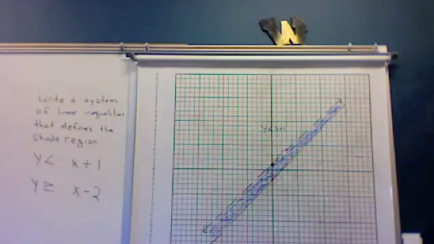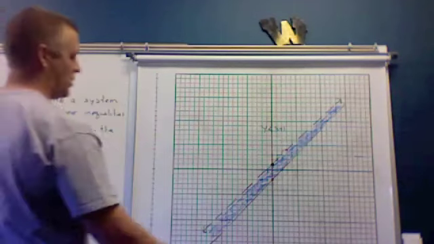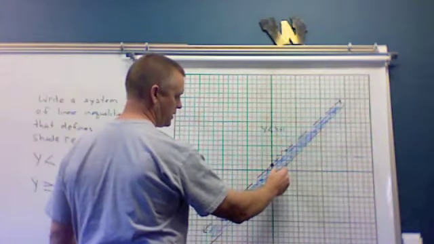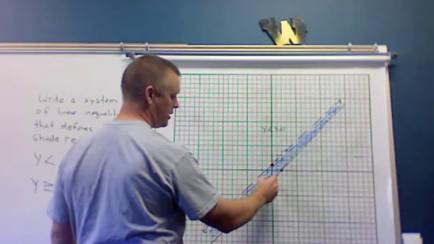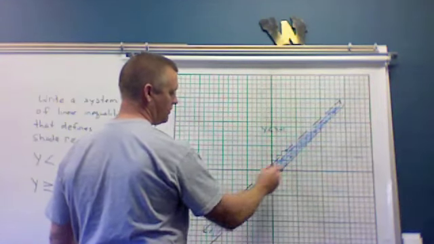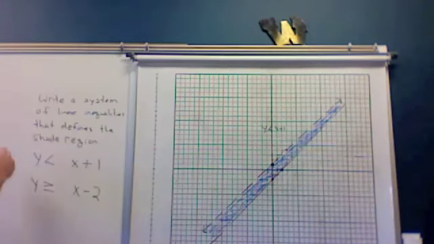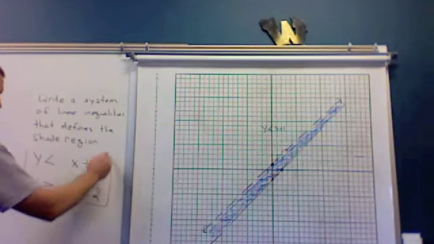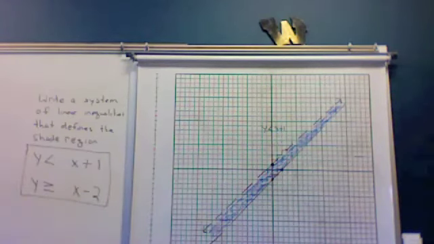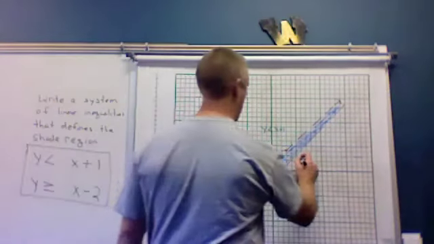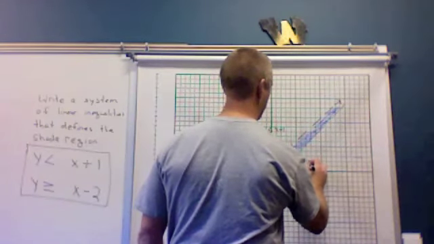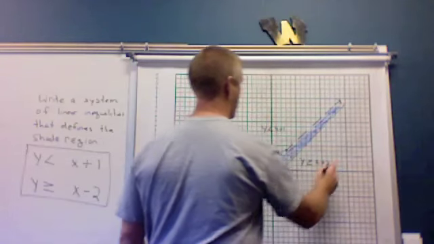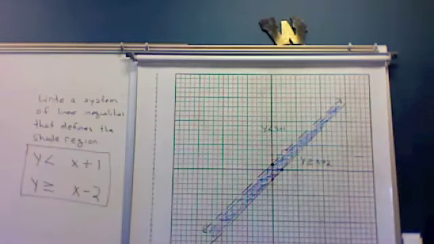Now we need to determine the slope. To determine the slope, I can pick a couple of points. There's another point right there. The slope here is again 1 over 1. So this is my system that represents that shaded region. Y is less than x plus 1 represents the top line. Y is greater than or equal to x minus 2 represents the bottom line. And that would be the system for that shaded region.